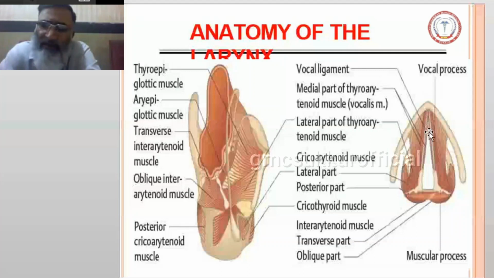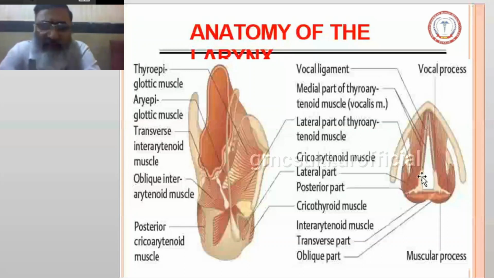Now in every cartilage, this is the muscular process, and this is the vocal process, which is part of the vocal cord. This is the muscular process. This has a joint with the arytenoid cartilage. So this you see in this way. Next picture I will show you.